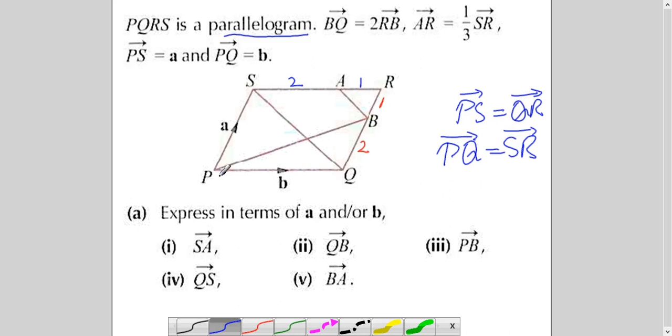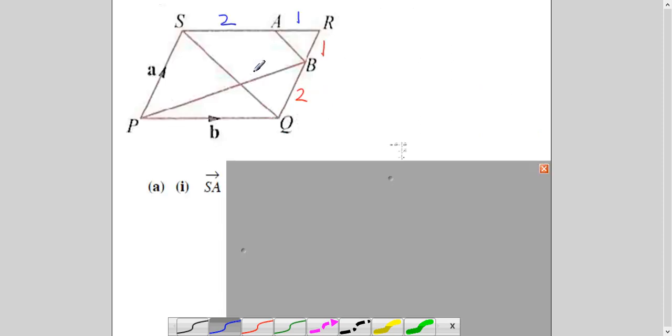But be very careful here. If you are saying PQ, you don't say RS. RS is in the opposite direction, right? So if PQ is B, then RS will be minus B. Be careful about these things.